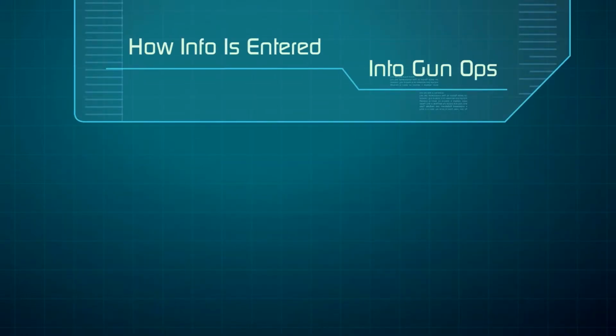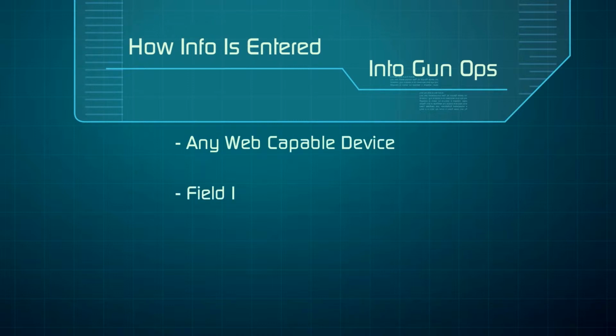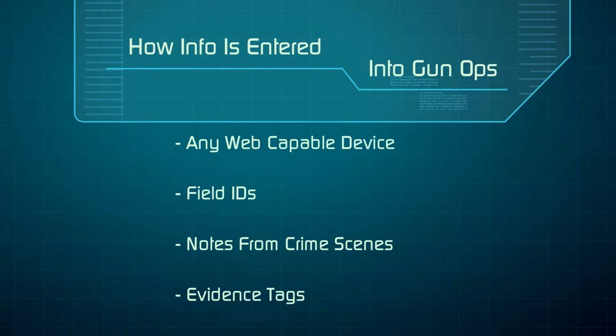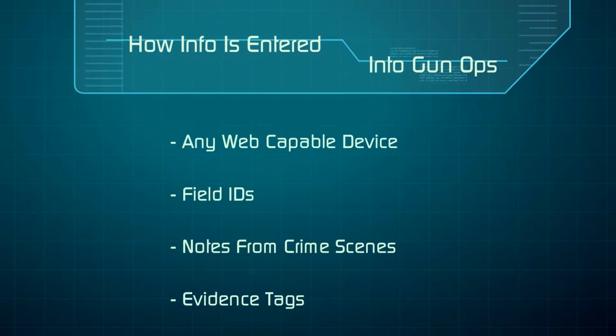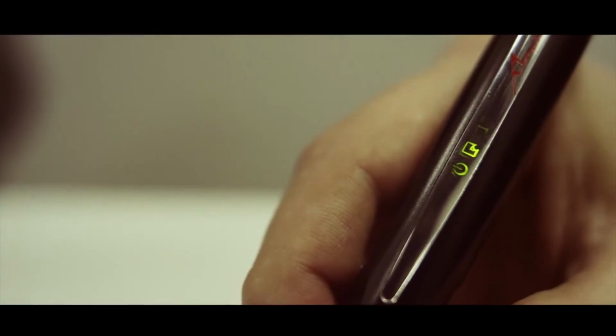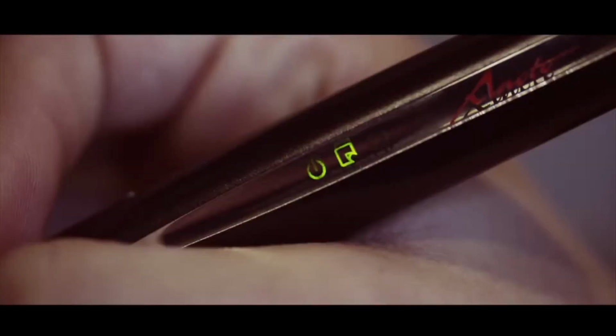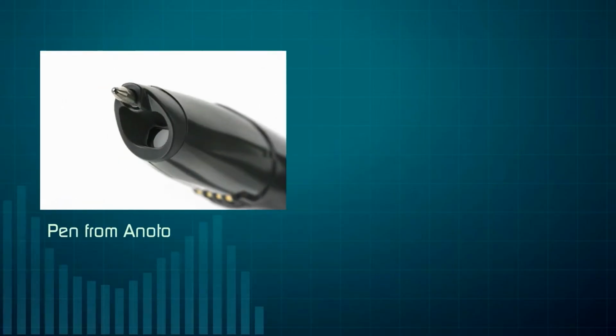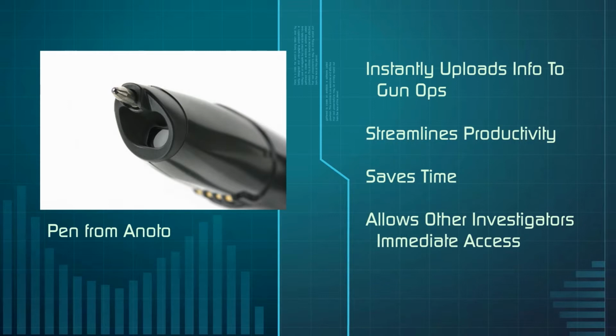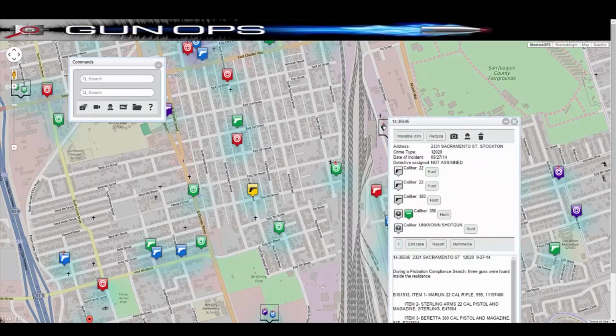Information can be entered into GunOps from any device, but it can also be uploaded from officers in the field by simply filling out the same forms they are used to: field IDs, notes from crime scenes, evidence tags, etc. When filling out their forms with this digital pen, as they write, a tiny camera takes 78 pictures per second, recording the strokes of the pen, and converts it into digital text. That information is instantly uploaded to GunOps, streamlining productivity, saving time, and making this information immediately available for other investigators, possibly benefiting infinite other cases.